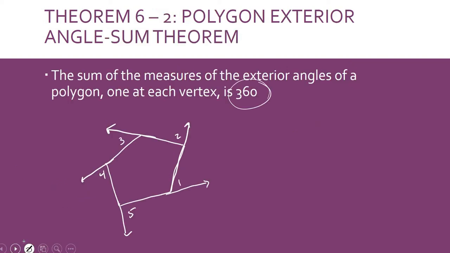So we'll try a few more of these, but the point is that no matter how many sides you have, the sum of the measures of the exterior angles is always 360. And that's it.